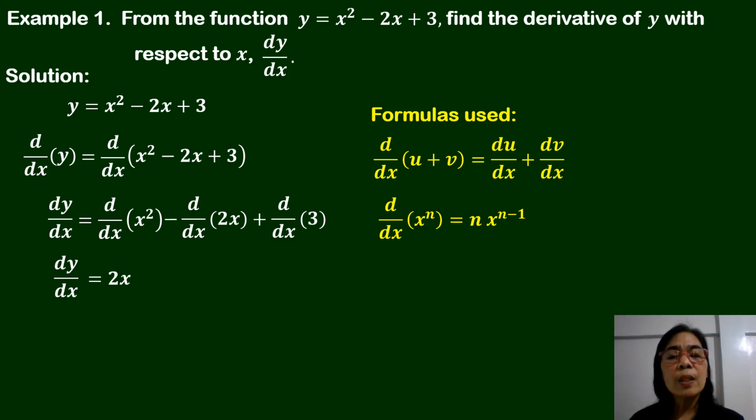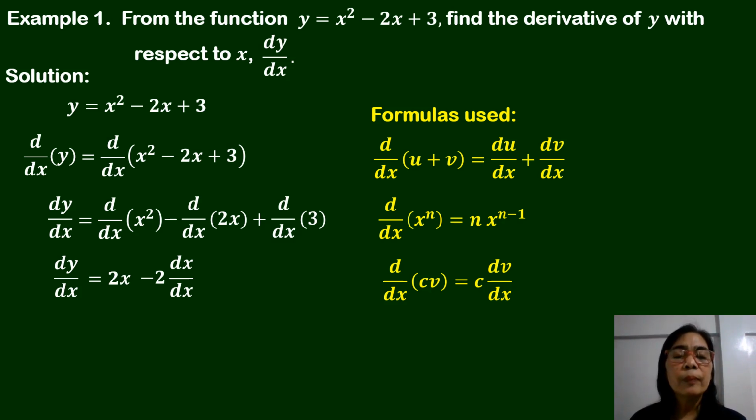Minus, the second term in here is the derivative of 2x. 2x means 2 times x. That means we are going to find the derivative of a product with a constant factor c. So the formula is the derivative of a product with a constant factor. Please just write the constant factor outside and then multiply the derivative of the remaining factor. So in minus the derivative of 2x, we factor out 2, then we have the derivative of x with respect to x.